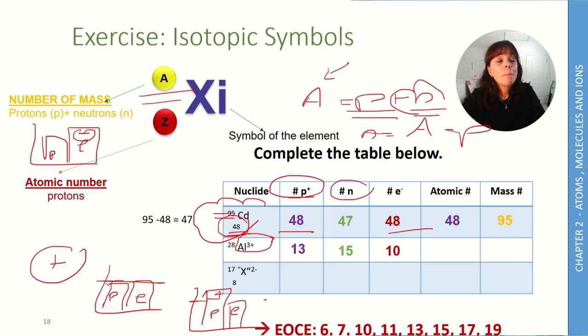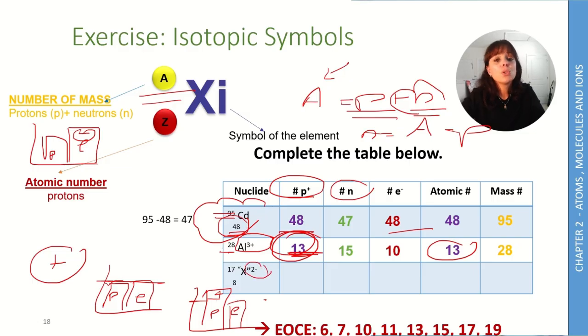Neutrons will be mass minus protons, okay? So I went to the periodic table to find the mass, which is 28. Actually, sorry. I went to the periodic table to find the atomic number, which is 13. Okay, that's for aluminum. So mass is over here, 28. Good? So the same thing for this one, but this has a charge of -2.